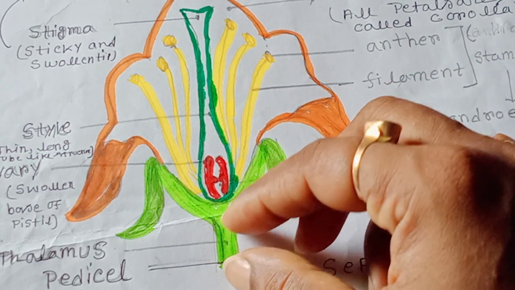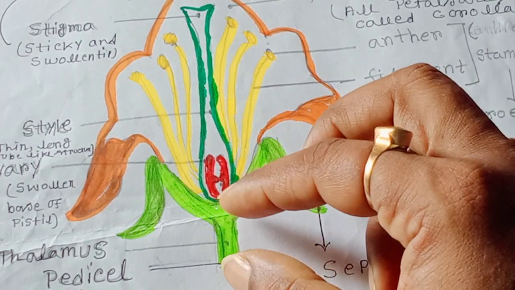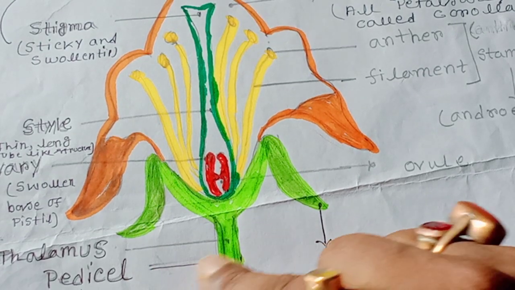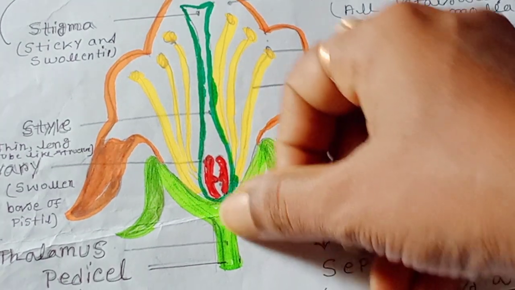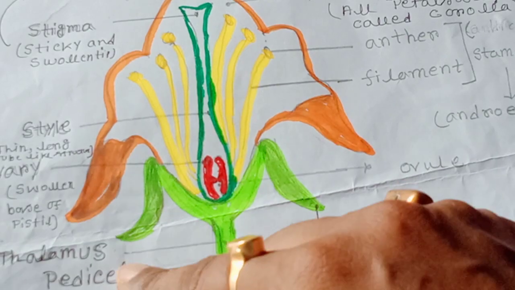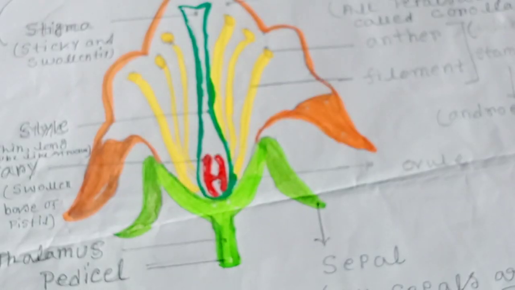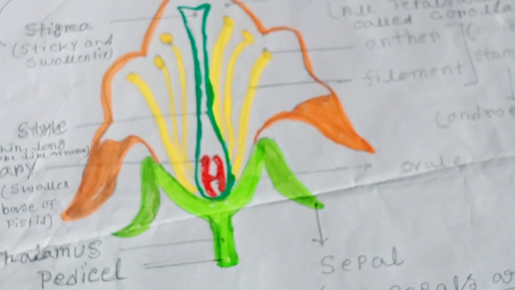Students, here we can see this small length, and this portion is called the pedicel. Above the pedicel we can see one swollen portion, and this swollen portion is called the thalamus. The pedicel and thalamus together form the receptacle. So the receptacle is the stalk of a flower or flower stem. After that, the first part is the calyx.